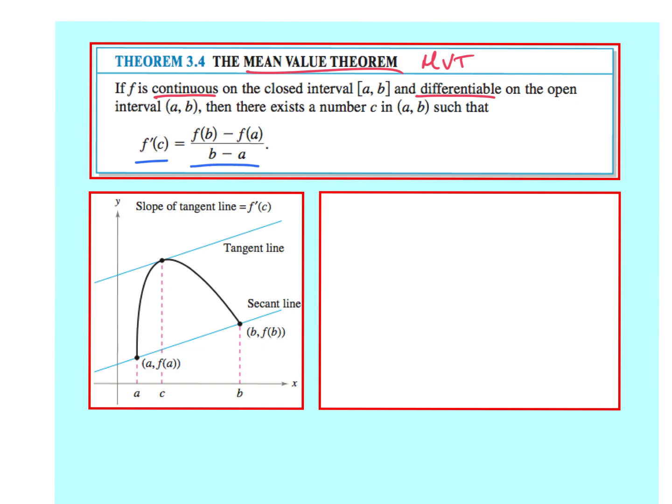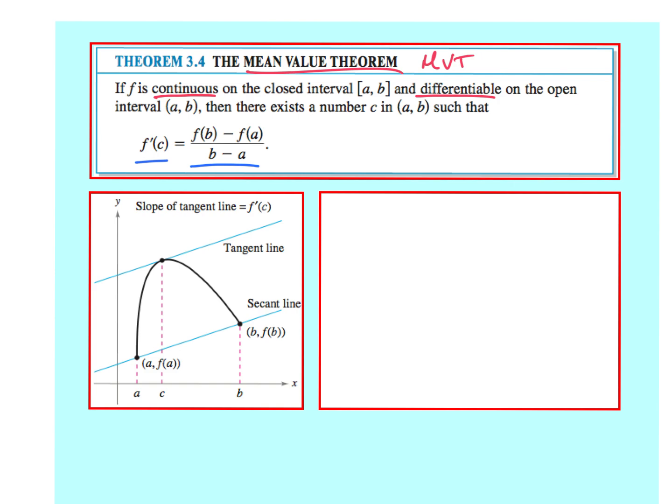And we can say this a lot of different ways. This is calculus slope. F prime of c is calculus slope, right? And what is f of b minus f of a over b minus a? That's algebra slope. So mean value theorem, all it is, is calculus slope is equal to algebra slope. The slope of my tangent line is equal to the slope of my secant line. Instantaneous velocity is equal to average velocity.